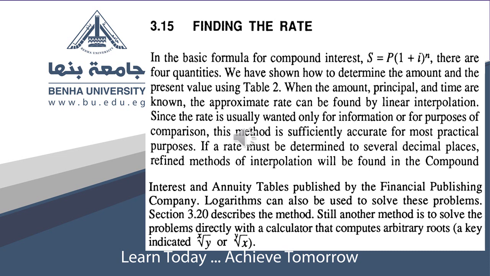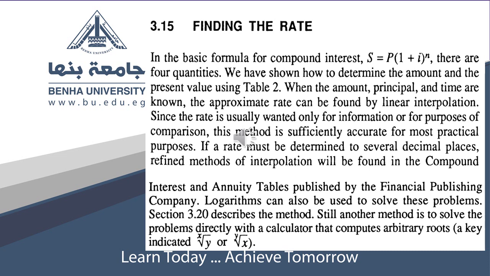This lecture is also related to compound interest, but now we will explain section 3.15, finding the rate. In the basic formula for compound interest, S equals B multiplied by (1 plus i) to the power n, there are four quantities: the amount, the present value, the interest rate, and the number of periods. We have shown how to determine the amount and the present value using table 2. We will determine B, S, and N, but how will we determine i?